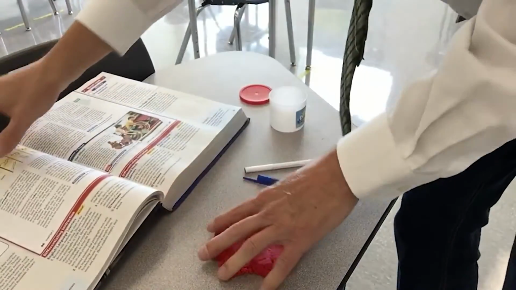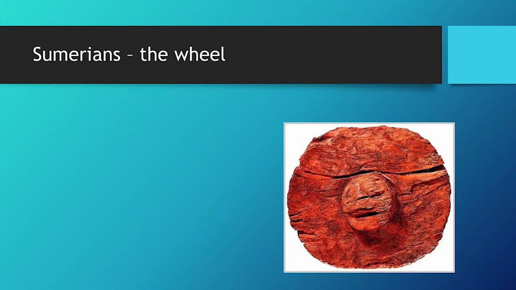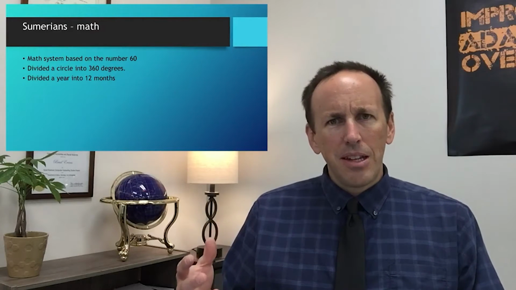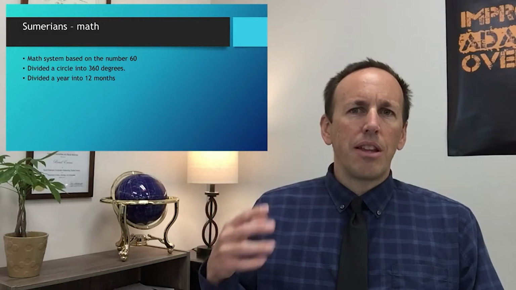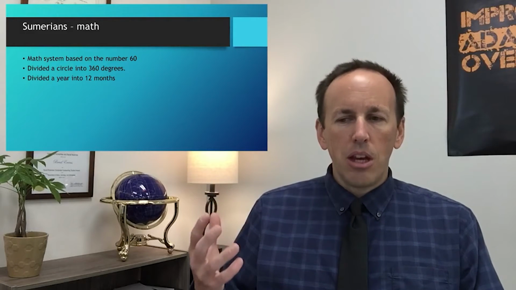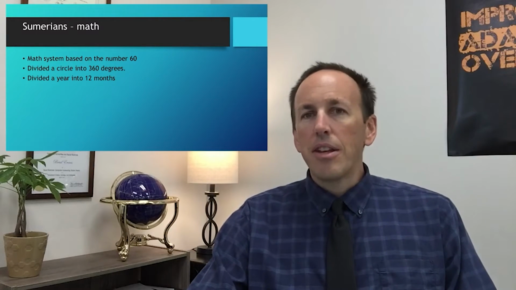Now, Sumerians invent the wheel. That's important. Log that down. That's an easy Jeopardy question. Who invents the wheel? Sumerians. Cool. They also make a math that's based on the number 60. They divide a wheel into 360 degrees. They divide the year into 12 months. So these guys are very advanced, okay?